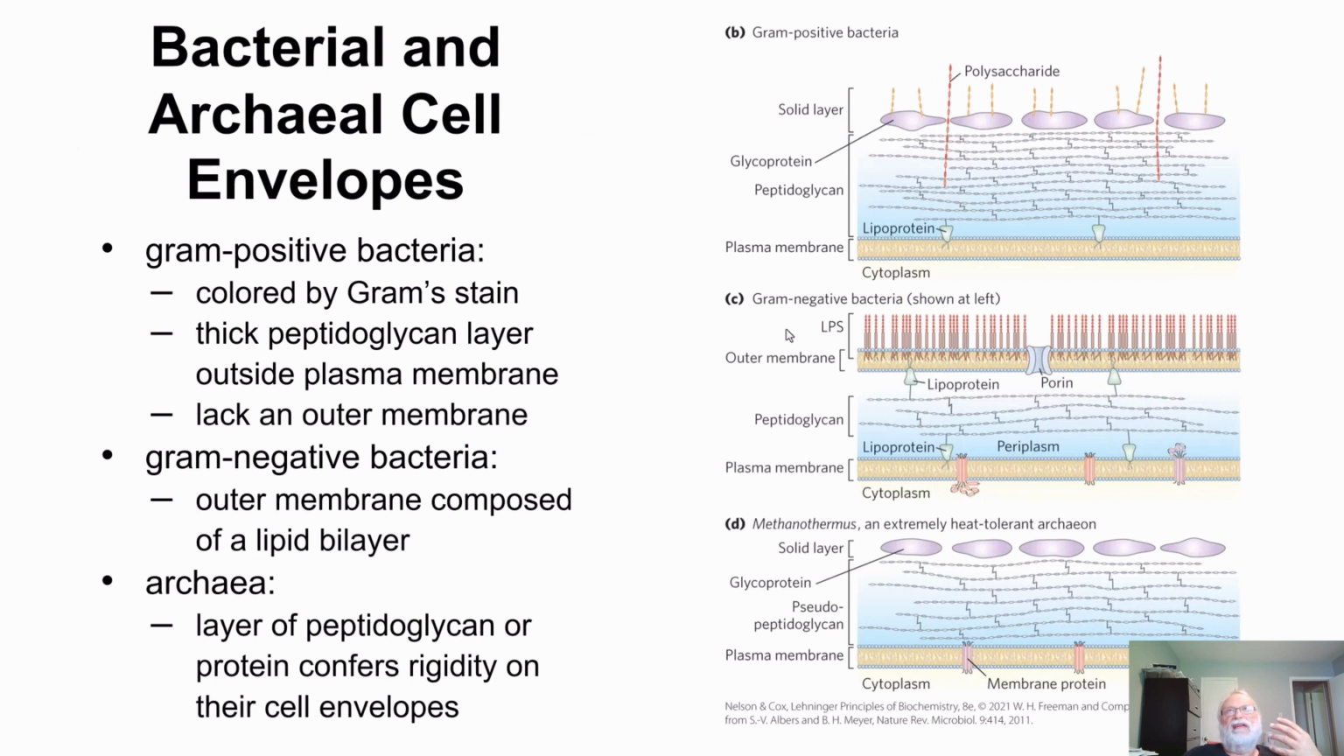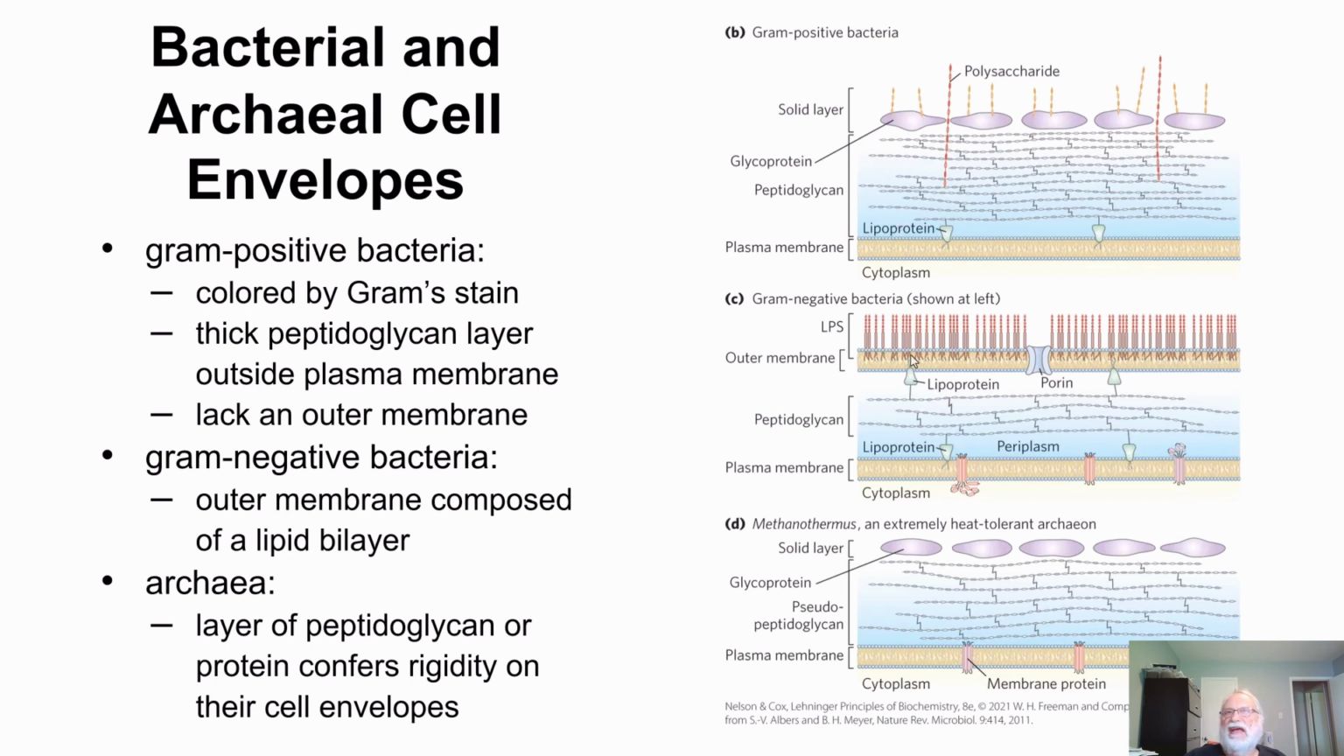Now we start to see some structural differences between some of these organisms. If you've had microbiology, you've already heard about gram-positive and gram-negative bacteria. It's basically a way that these organisms take certain stains. Gram-positive organisms have a polysaccharide on the surface, a solid layer on top. There are some glycoproteins on the surface, peptidoglycans, and lipoproteins attached to them in the membrane. So it's got kind of a coating on top of the membrane.